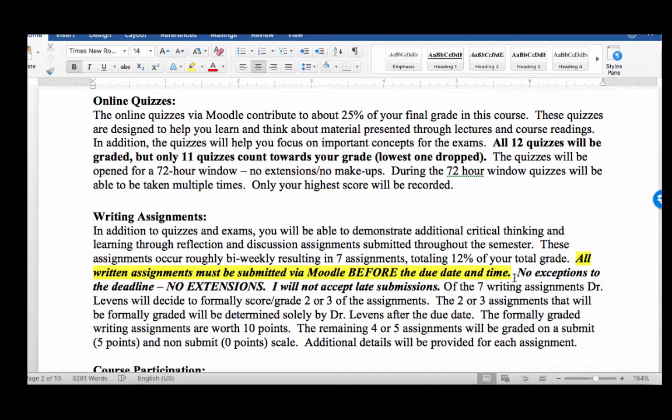There are lots of people in this course, and I will not accept any late submissions even if you have trouble submitting it. So give yourself time up front to submit this.